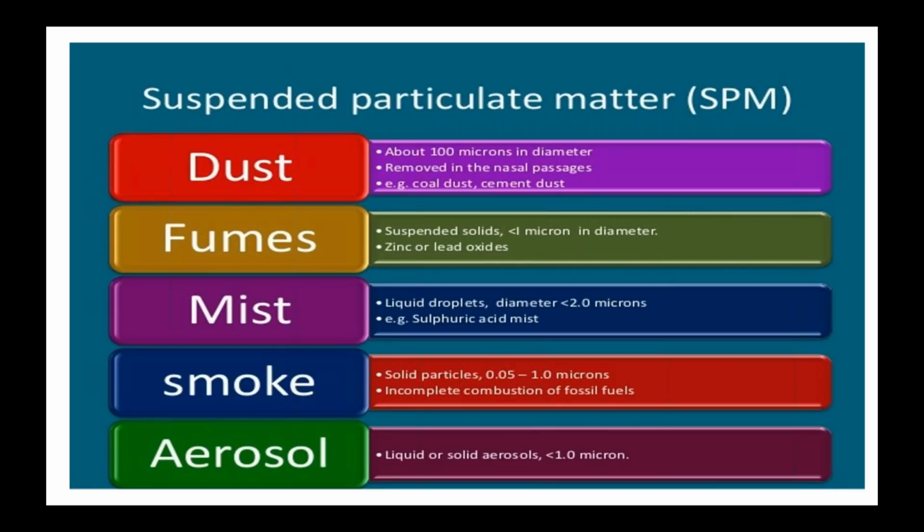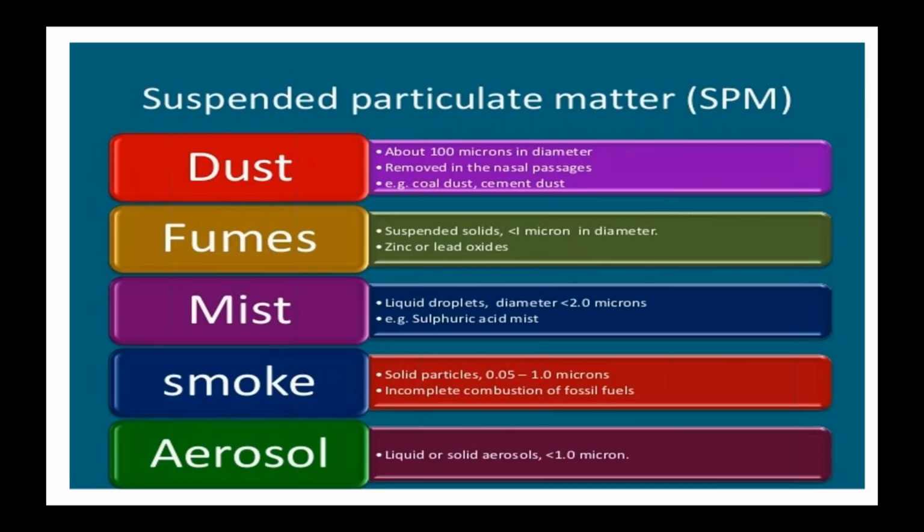I keep on talking about these suspended particulate matters, right? It should be very clear. It is my duty to illustrate more about the suspended particulate matters. They can be categorized into 5 different varieties. One is dust, second is fumes, third is mist, fourth is smoke, and fifth is aerosol particles. Dust is about 100 microns in diameter.